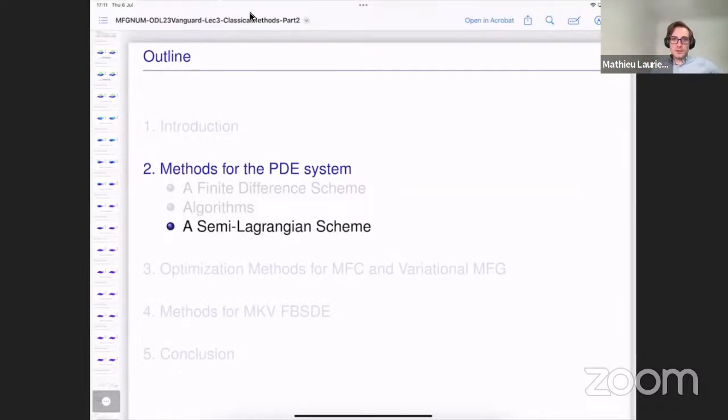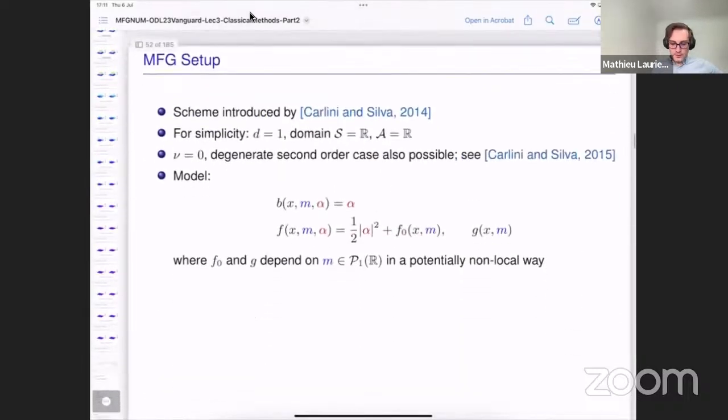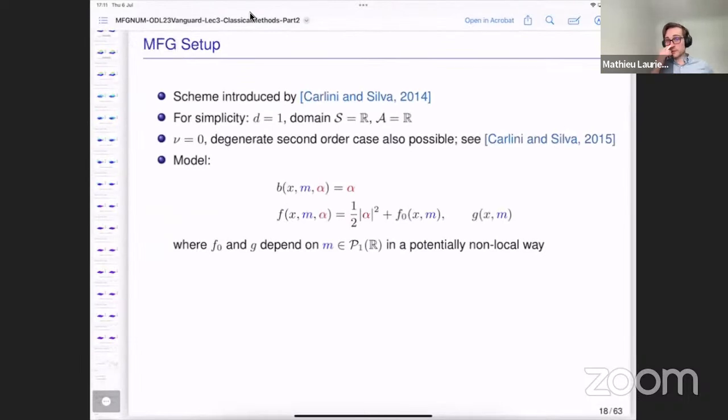Okay, so the semi-Lagrangian scheme is still a scheme for the PDE system, but the idea is a bit different. Instead of using the HJB equation, we are going to use the interpretation of the value function using the sum of future costs. And we are going to build a numerical method on that. So this scheme was introduced by Carlini and Silva. There are these 2 papers and there are several follow-up papers.